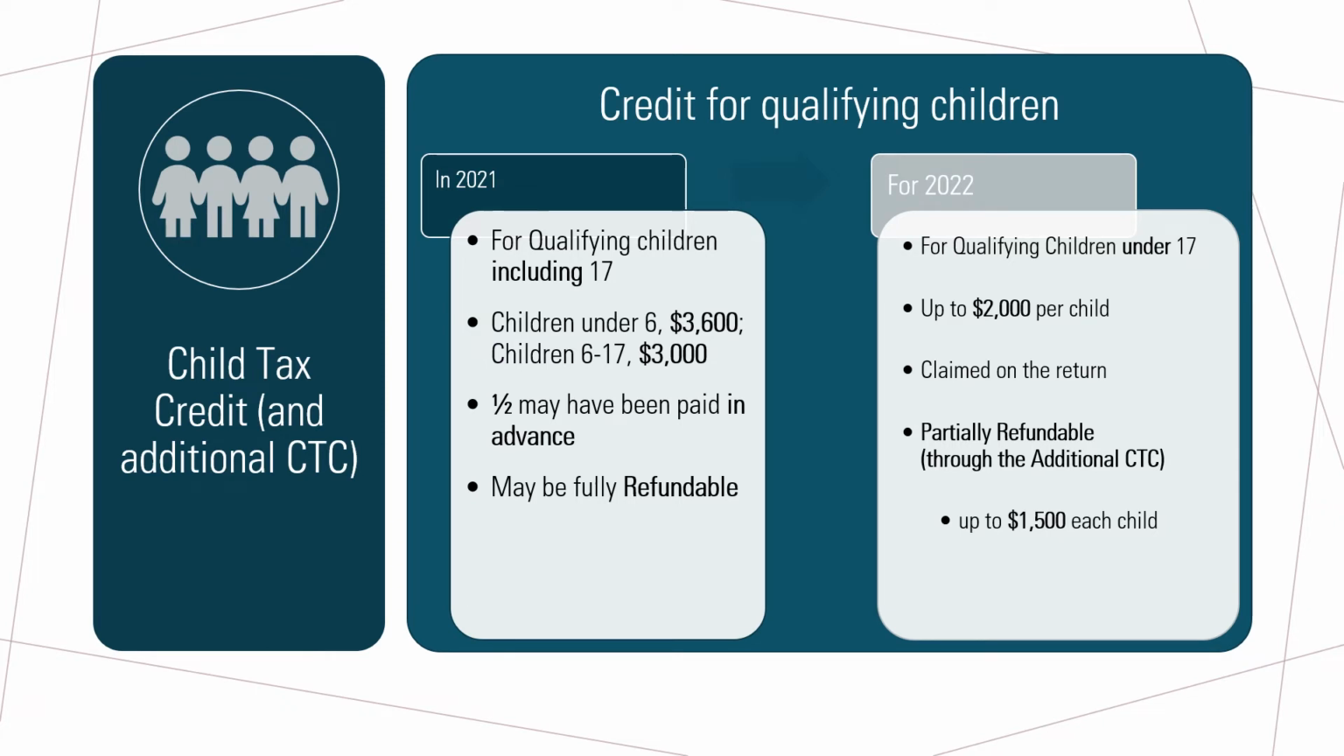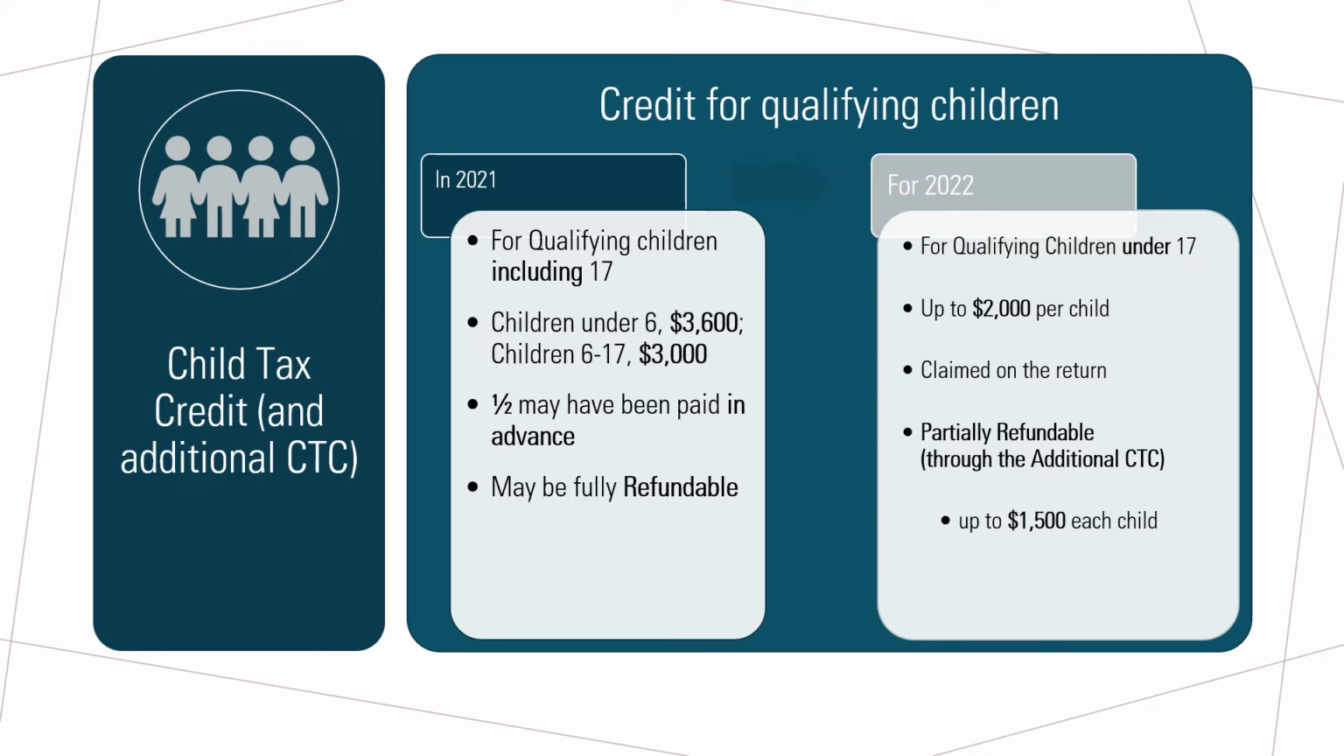In that year, each claimed child aged 6 through 17, that means including children who were 17, could qualify the taxpayer for a $3,000 credit. Each claimed child under the age of 6 could qualify the taxpayer for a $3,600 credit. In many cases, half of this was paid in advance, and especially with our main client base, this credit was fully refundable. For some high income earners it wasn't, but again, for our client base, it was fully refundable.